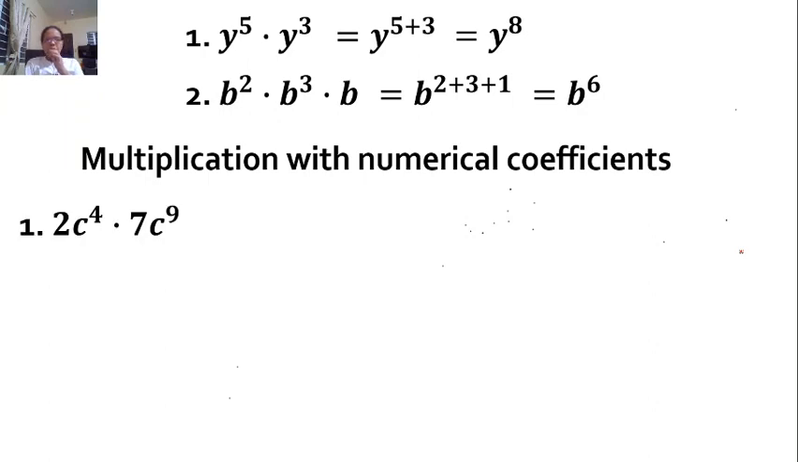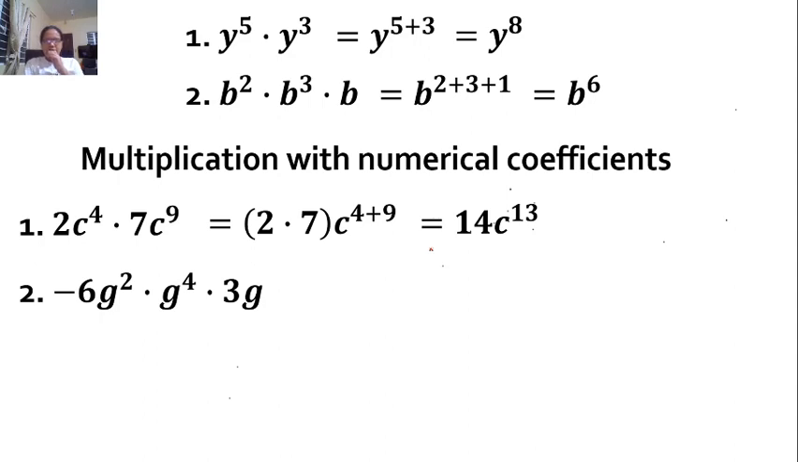For example, 2c to the fourth times 7c to the ninth. What you have to do is to multiply the numerical coefficients, 2 times 7, and then add the exponents of the literal coefficients. You have to make sure that the literal coefficients have the same variable. So if it's c, then the other should also be c. So that's 2 times 7 times c raised to 4 plus 9. 2 times 7 is 14. 4 plus 9 is 13. So the final answer is 14c raised to 13.